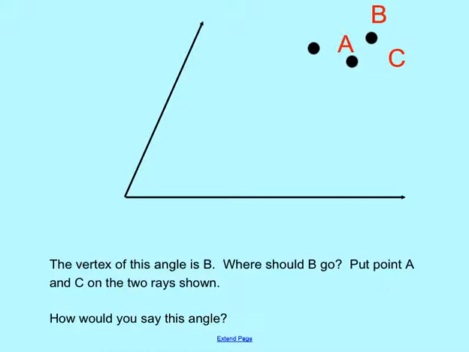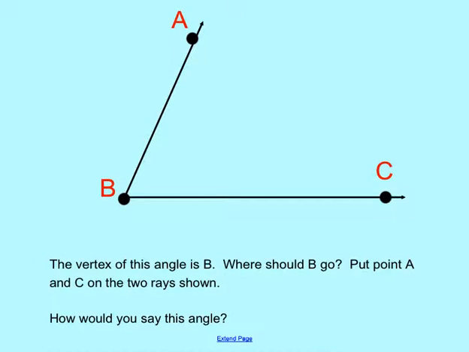Here's an angle that needs some filling in. We want the vertex of this angle to be B. So where should B go? Right on the vertex, obviously. So we're going to drag the endpoint there. Got some rays going on here now. And we're going to call that B. So that's vertex B. Now, just for kicks and giggles, let's throw our endpoint C and endpoint A on here.